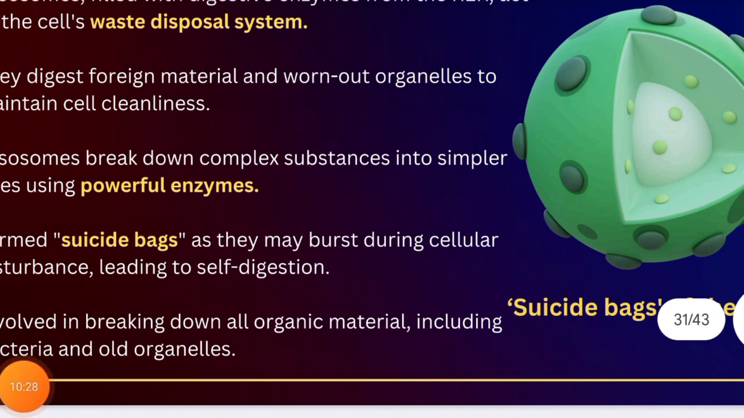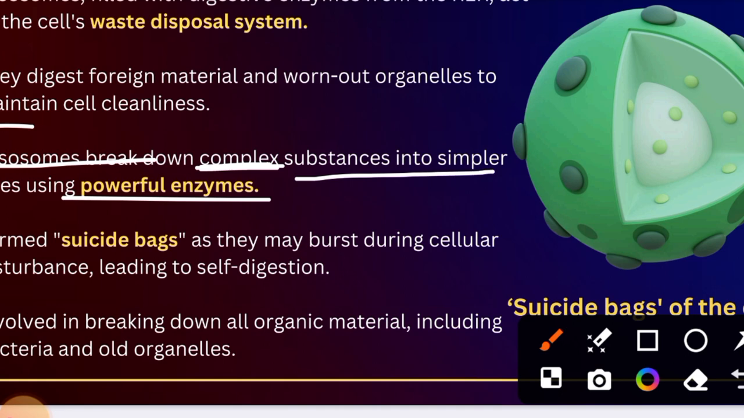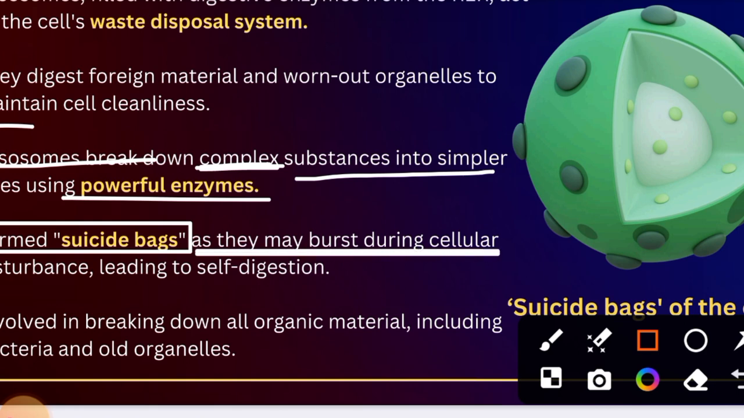Lysosomes break down complex substances into simpler ones by using powerful enzymes. So this lysosome helps in the breakdown of very complex substances, and they break them into simpler ones, and done. This is the work of lysosome. Now you will say Golgi apparatus also does the same. Yeah, both do the same. Now, why is this termed the suicide bag of the cell? It is termed so because they may burst during cellular disturbance leading to self-digestion.